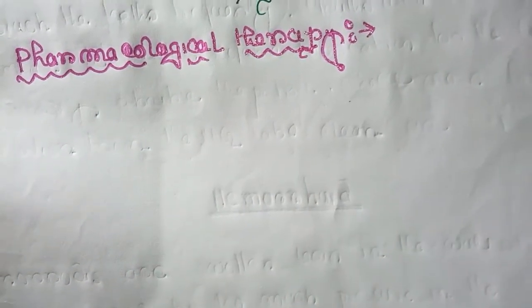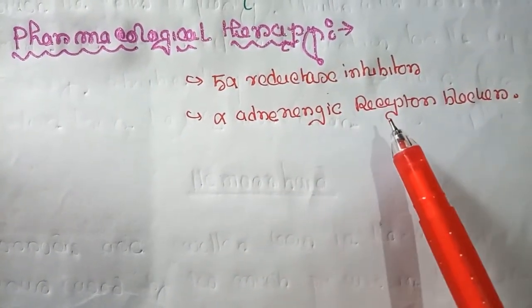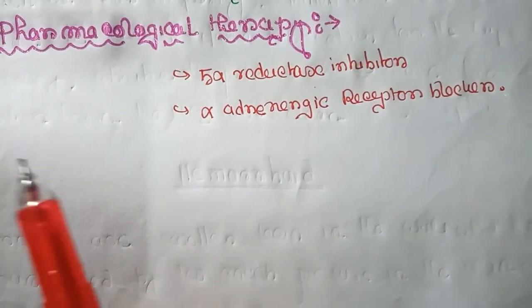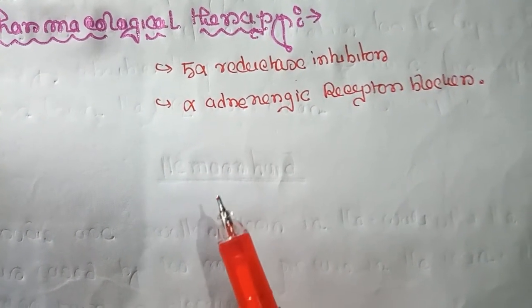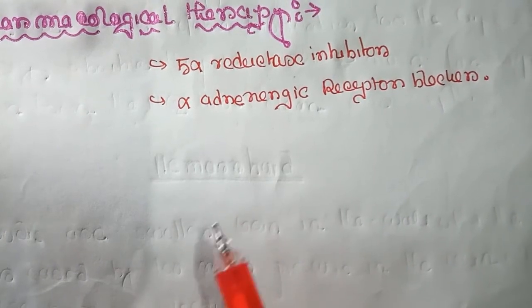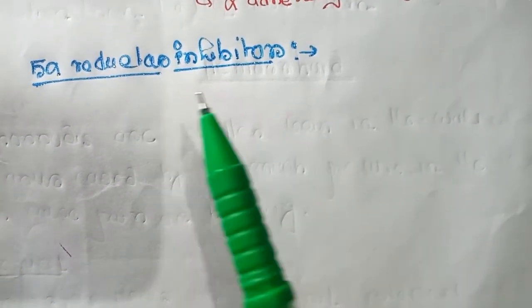Next, I am going to discuss pharmacological therapy. Drugs that have been used to treat BPH with variable degrees of disease include 5-alpha reductase inhibitors and alpha adrenergic blockers. Combination therapy using both types of drugs has been shown to be more effective in reducing symptoms than using one drug alone. Now I discuss how 5-alpha reductase inhibitors reduce benign prostatic hyperplasia.